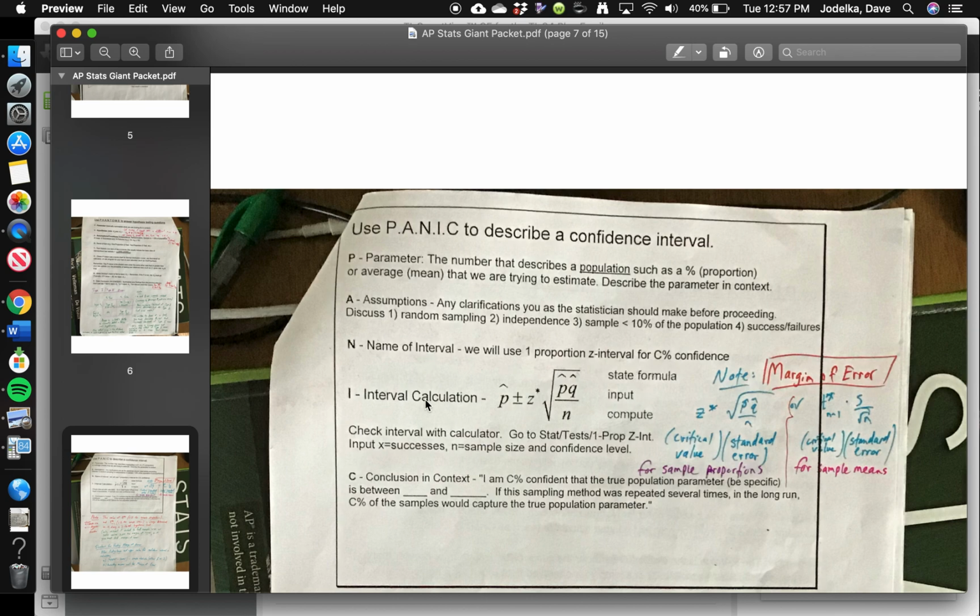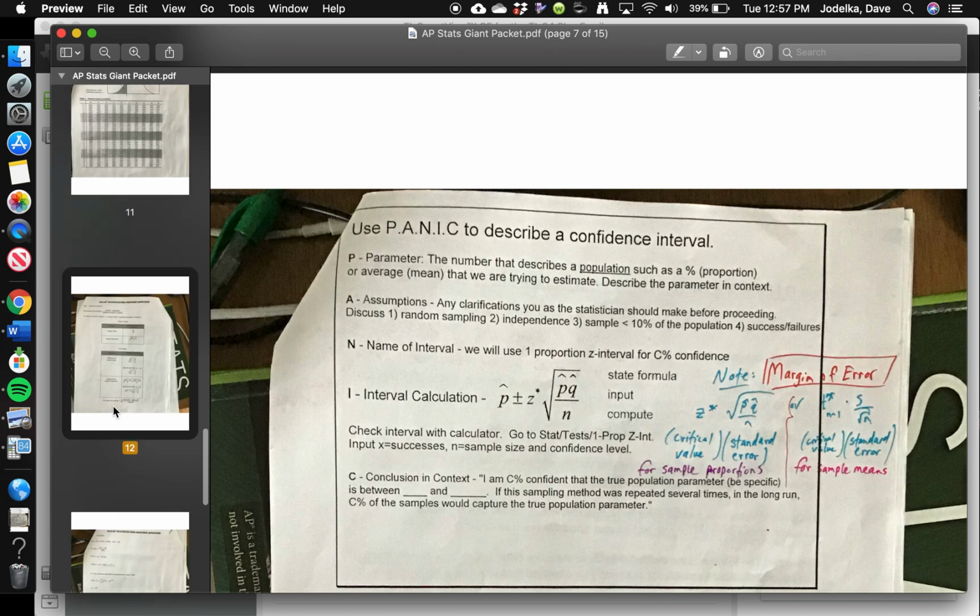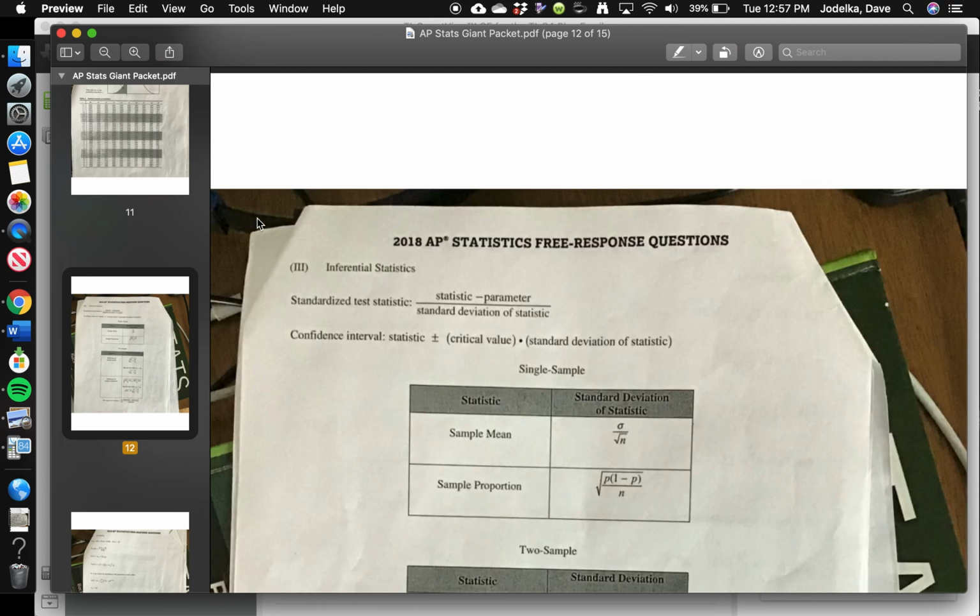The basics of a confidence interval: it is basically just a statistic of some kind, plus or minus what we call the margin of error. And that was seen on one of these formula sheets back here, where it said confidence interval equals statistic. That's again either a sample proportion or sample mean, plus or minus. Now this whole piece here is what we call margin of error. It's a critical value, either z star or t star, times the standard deviation of the statistic.